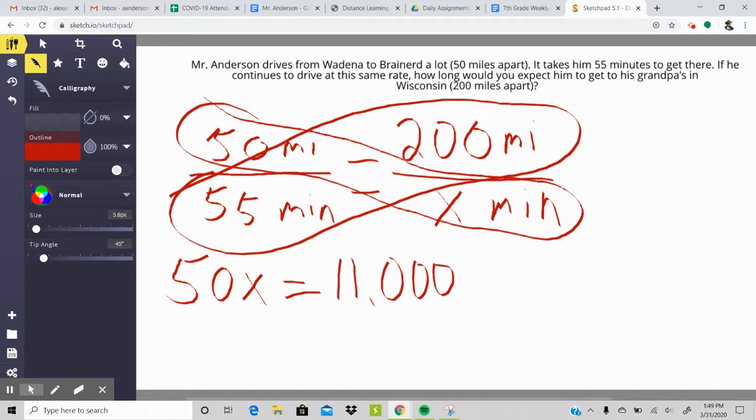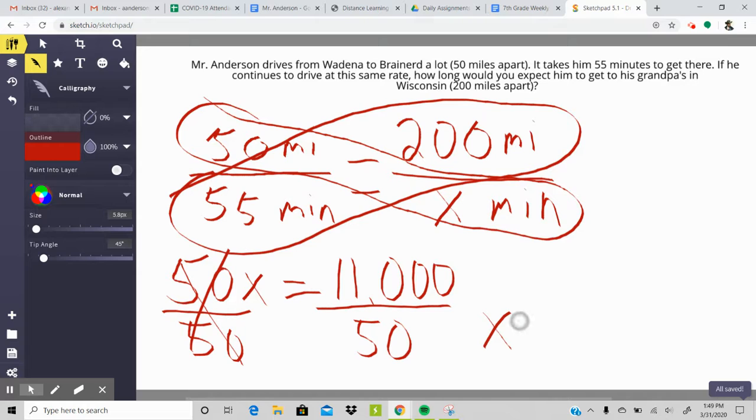11,000. And now I just solve it like a basic equation. I have to divide by 50 on both sides, and then you end up getting x is equal to 11,000 divided by 50, which is 220. Again, 220 by itself is just a number, so I have to label it. It would be 220 minutes.